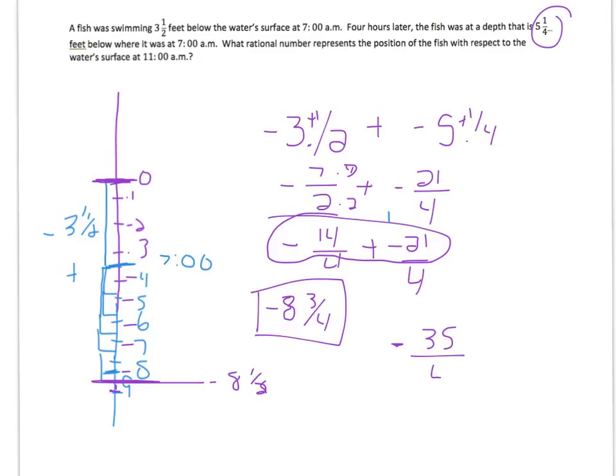35 fourths. And if we change that into a mixed number, 4 goes into 35 8 times, which is 32, with 3 left over. And I did not forget to carry over my negative. They were negatives, so here's a negative, and I have my answer as a negative. So whether we did it with the number line or just using what we know about rational numbers and integers, we ended up with the same thing.